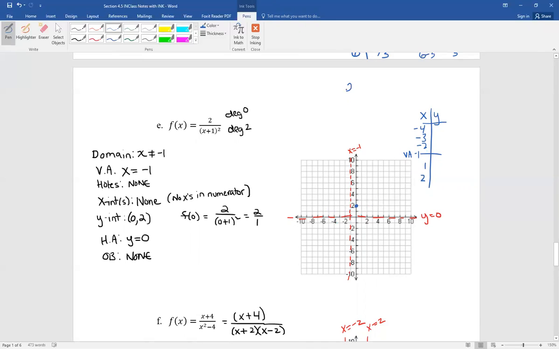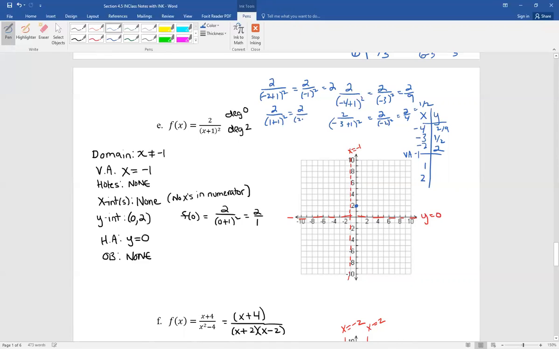And remember, we are just plugging these into our function and working it out. So this is 2 over (-3) squared, which is 2/9. If we plug in -3, this is 2 over (-2) squared, which is 2 over 4, or 1/2. Notice we're squaring, so everything's turning out positive. 2 over (-2 plus 1) squared is 2 over (-1) squared, which is going to be 2. We plug in 1, that is 2 over 2 squared, which is going to be 1/2 again, because you're going to get 2 over 4.